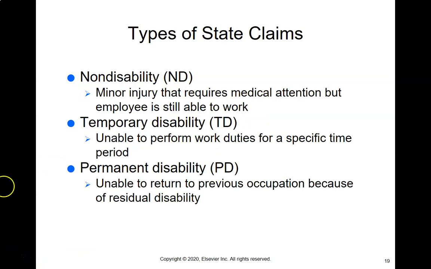Types of state claims. Non-disability is a minor injury that requires medical attention, but the employee is still able to work. Temporary disability is when the employee is unable to perform work duties for a specific time period. The goal is to maximize function as quickly as possible and allow the employee to return to work or modified work. Permanent disability is when the worker is unable to return to the previous occupation because of a residual disability.